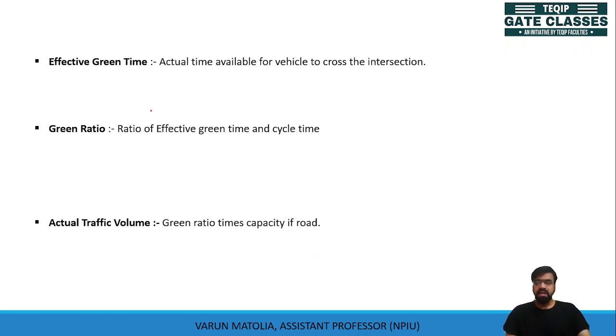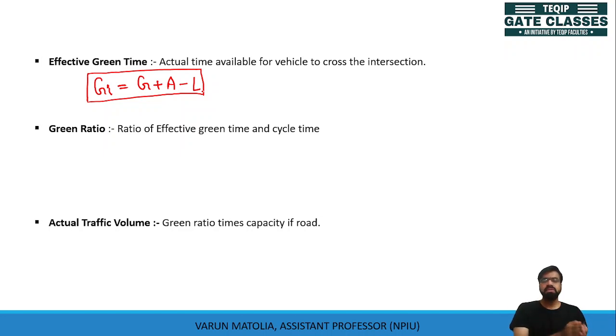So your green time, your effective green time, let's call it GI, is actually your green time plus your amber time. The green and the amber duration both are used to clear off the intersection, minus your lost time, because the time which you have not used for clearing of the intersection will not be your green time. So your effective green time is your green time plus amber time minus your lost time.